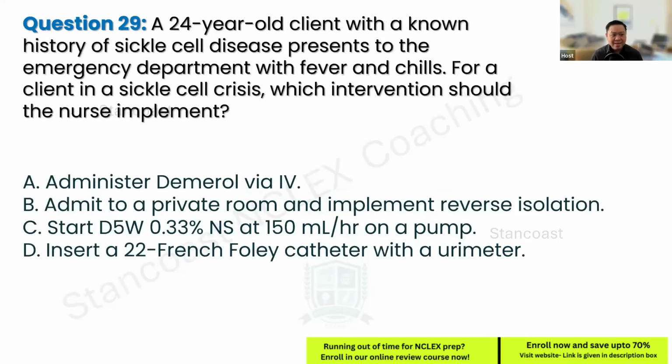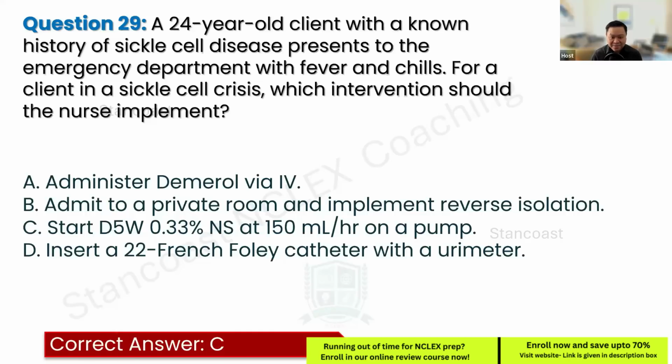Number 29. A 24-year-old client with a known history of sickle cell disease presents to the emergency department with fever and chills. For a client in a sickle cell crisis, which intervention should the nurse anticipate or implement? A. Administer Demerol via IV. B. Admit to a private room and implement reverse isolation. C. Start D5 0.33% normal saline at 150 mLs per hour on a pump. D. Insert a 22 French Foley catheter with a urometer. The correct answer here is letter C.